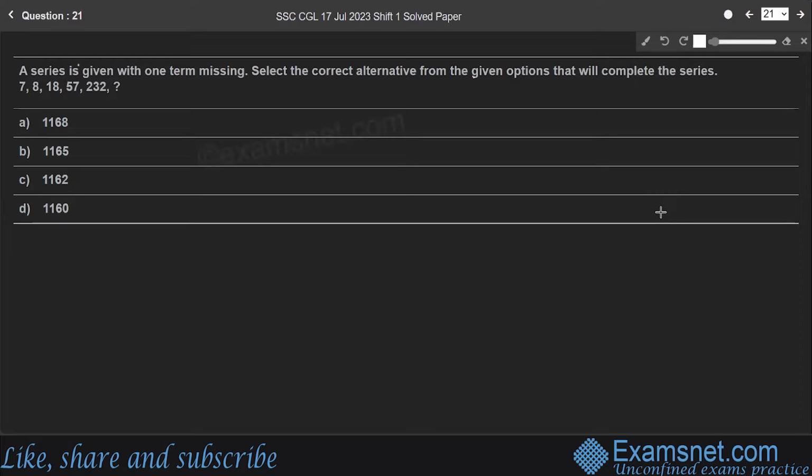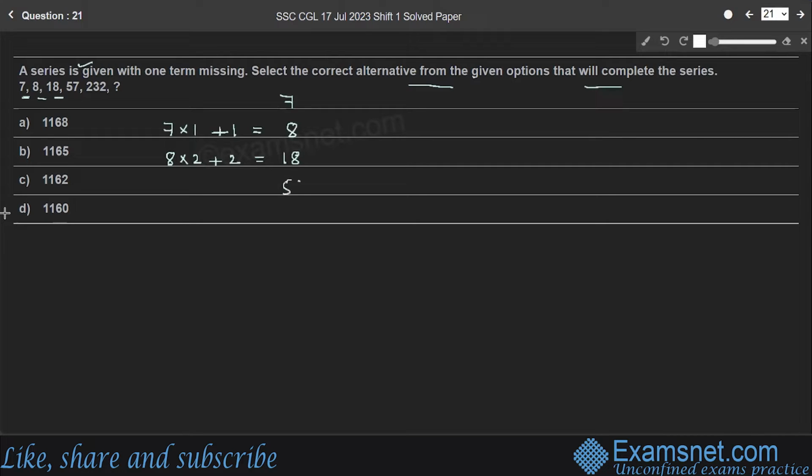Question 21. A series is given with one term missing. Select the correct alternative from the given options that will complete the series. So here is the first number, which is 7. And the second number is 8. So the second number can be written as first number into 1 plus 1. 7 into 1 plus 1 gives 8. Whereas the third number is 18, right? This can be written as second number into 2 plus 2. So 8 into 2, 16 plus 2 gives 18.